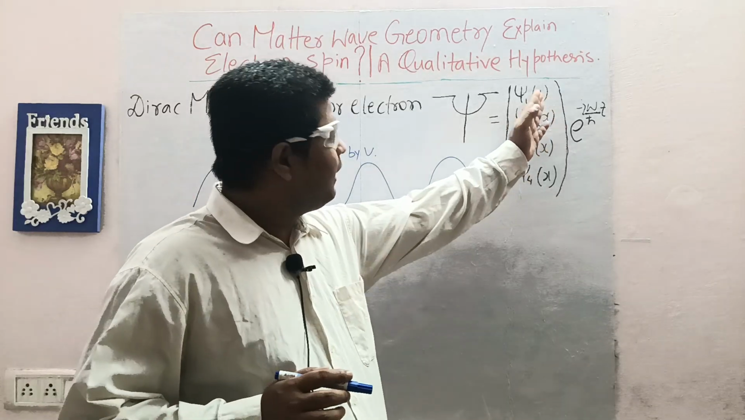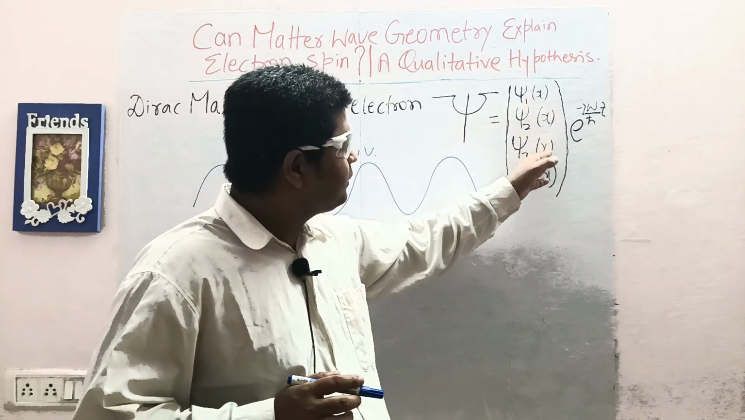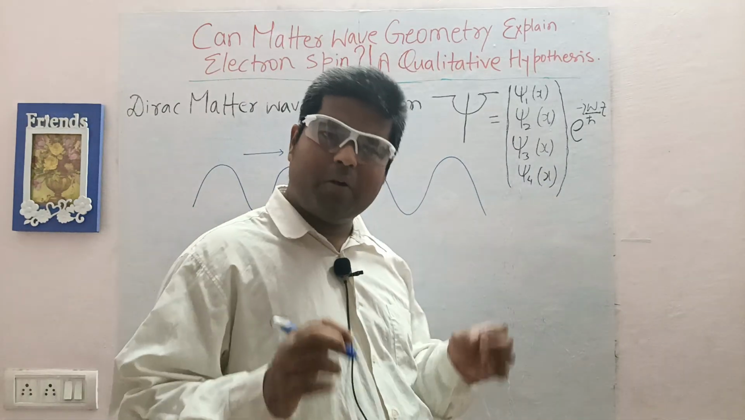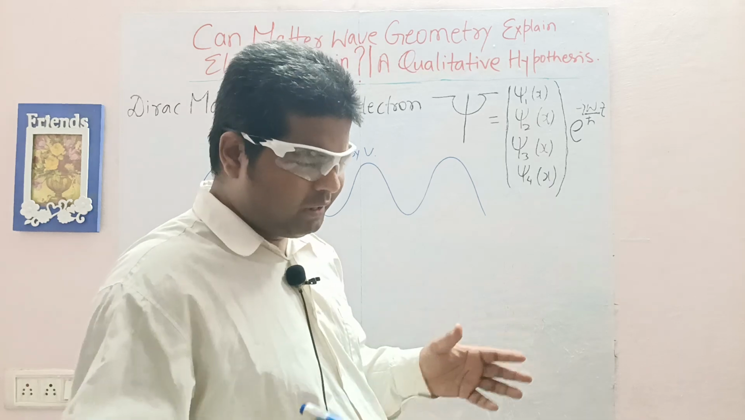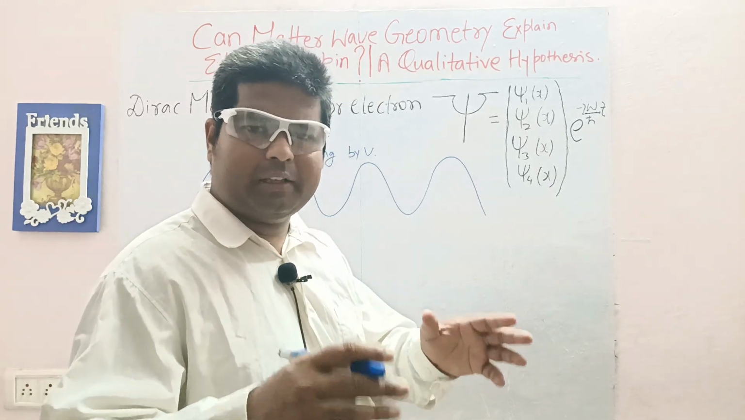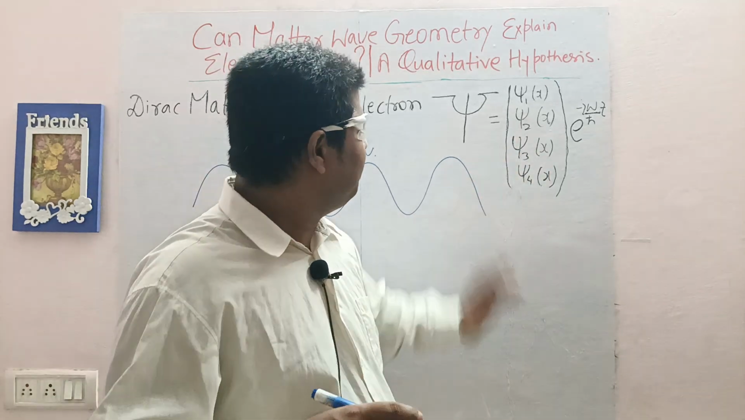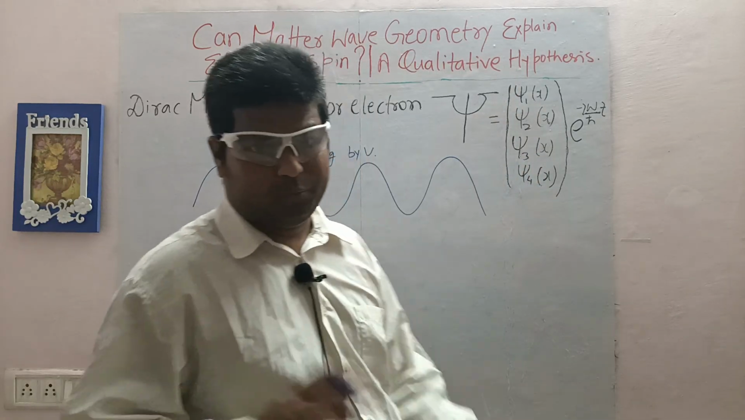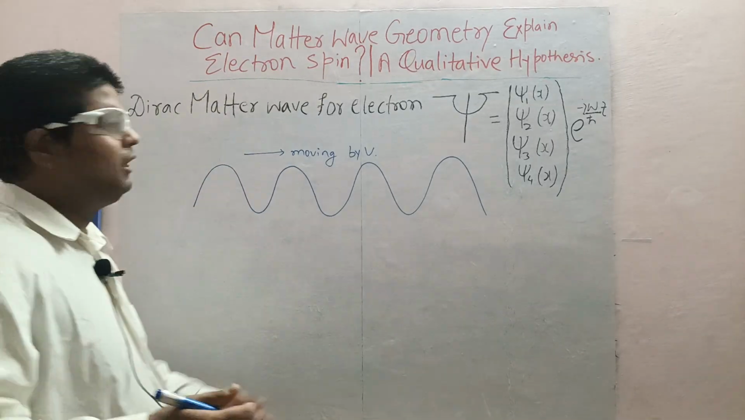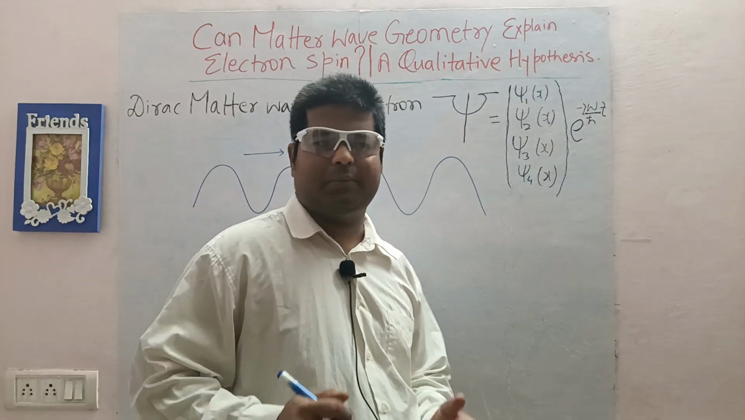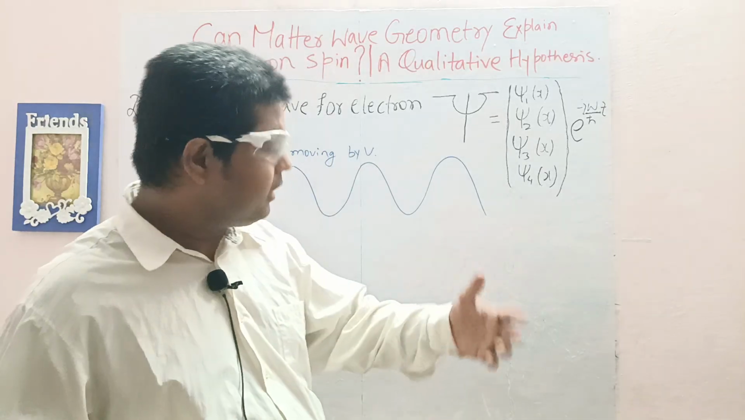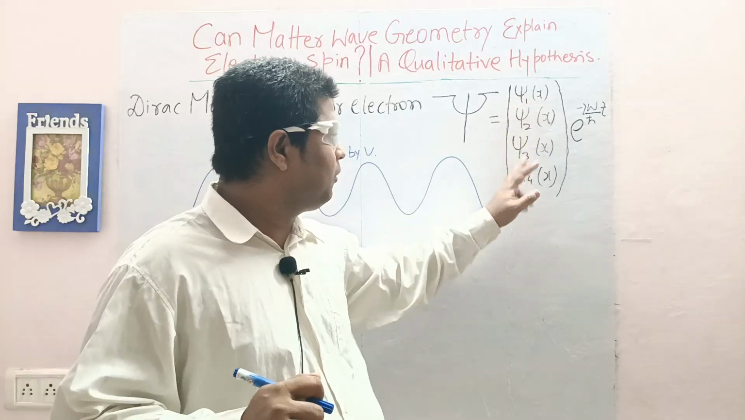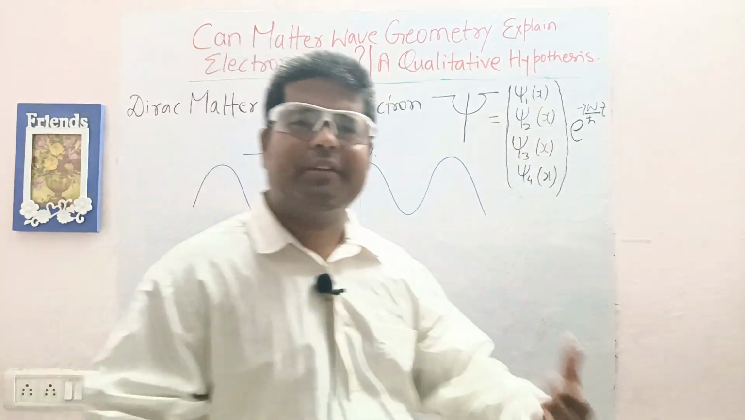and Dirac has taken 4 components of amplitude instead of Schrödinger, who has taken 1 component of amplitude while expressing an electron with a matter wave. But Dirac used 4 components of amplitude. Why? From where did the idea come? Dirac used relativistic concept, relativistic energy to derive the equation for electron, and he got these 4 components. But what is the physical significance?